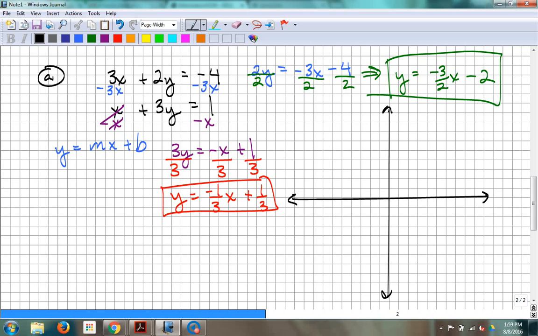What's the very first point I should plot when I graph y equals negative 3 over 2x minus 2? 0, negative 2. Be careful on your signs. That's a minus 2. So my y-intercept's at negative 2. So 0, negative 2. And then my slope is negative 3 over 2. So how do I count that? Good job. Down 3 and over 2. I could go down 3 and over 2 again if I wanted to. I could even go up 3 and left 2. And that's still a negative slope. Okay? So I'm just drawing that line.